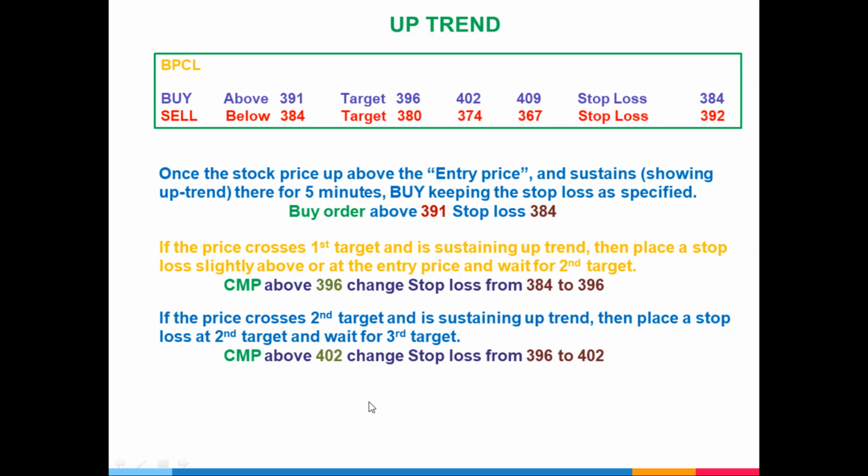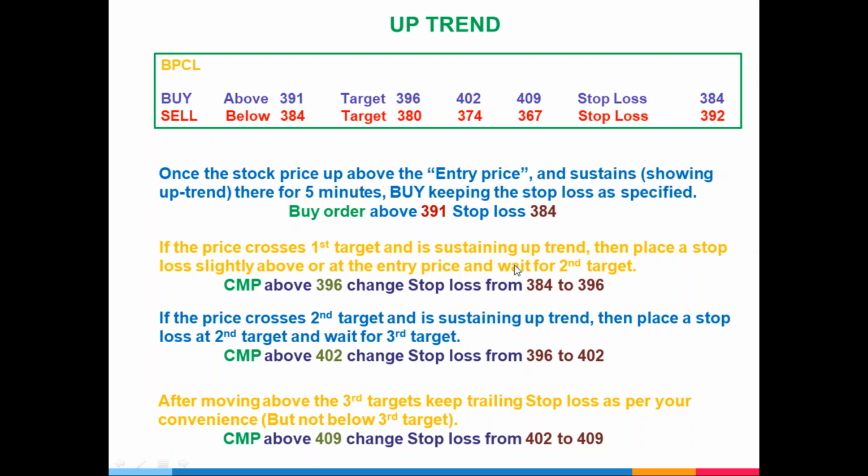And once the price crosses the second target, that is above 402, then I'll watch if the price is moving above 402 levels. Then I will change my stop loss from 396 to 402, once it has moved above 403 or 404, or 405 in that case maybe. The good idea is you can take the average between these two numbers and take it as the number. Once the price moves above that number, then you can change the stop loss. So here I will wait for at least 404, 405 levels. Once the price moves past that level, then I will change my stop loss from 396 to 402.